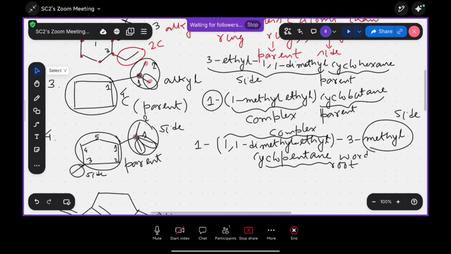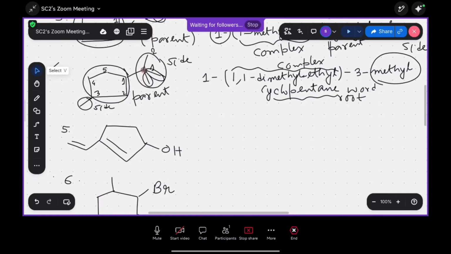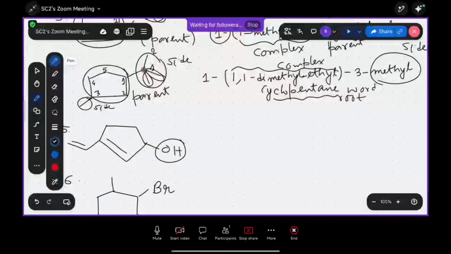Now, after the fourth example, the fifth example is a little different one. The fifth example is the one having a functional group. According to the fourth rule, where there is a functional group, that will behave as our parent chain. That means here the functional group OH is the functional group. The functional group is attached to the ring. That means the ring behaves as the parent chain here.